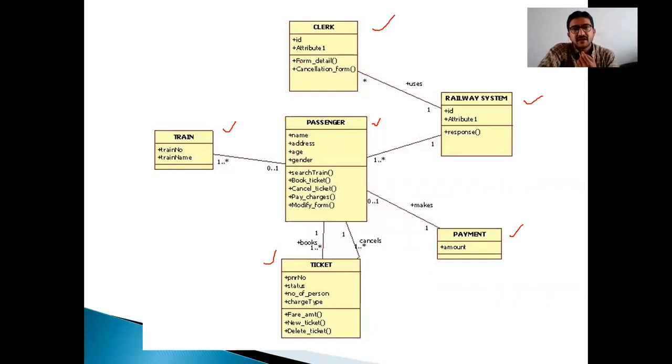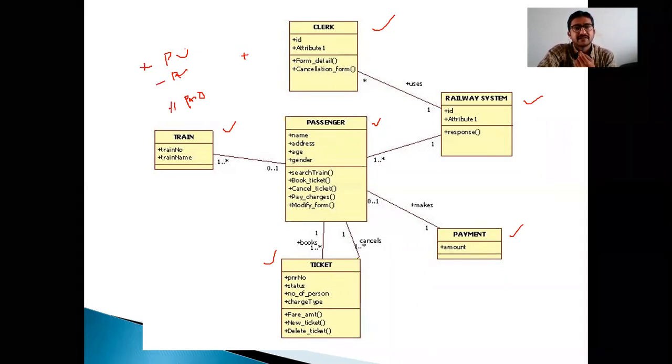That is your justification. What are the attributes for clerk? ID. Here plus indicates, like in Java we have access specifiers, right? Public, private, protected. For public, the symbol is plus. For private, the symbol is minus. For protected, the symbol is hash. By default, when you draw the class diagram, the access specifier is public. If you want, you can change it. So here plus ID, plus indicates the access specifier is public. Two attributes are there, ID and attribute one, and two operations are there, form details and cancellation form.